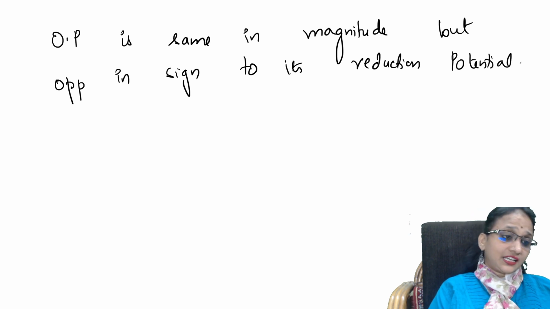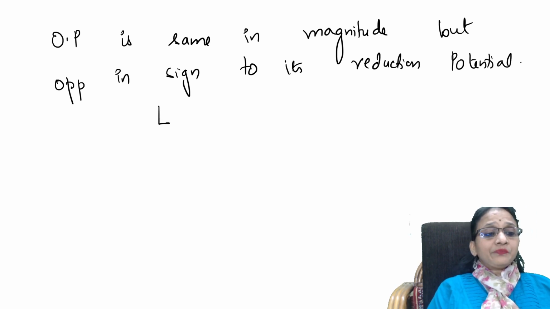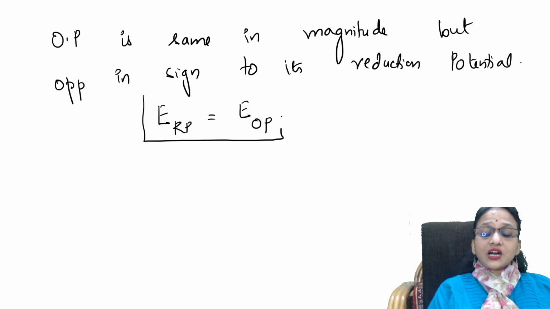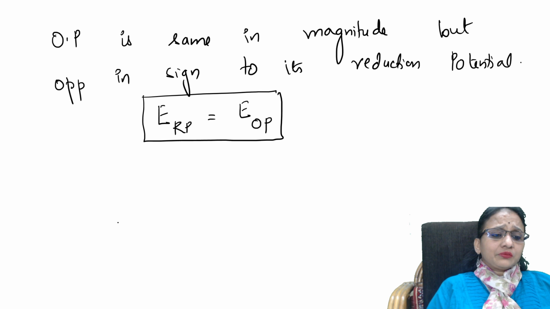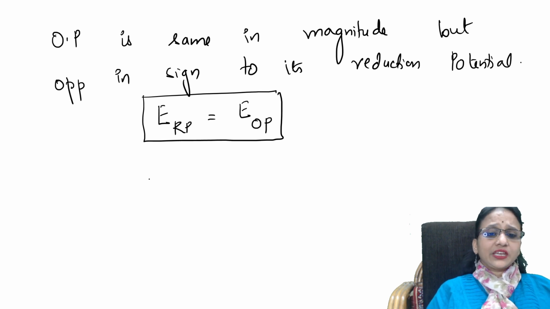Always remember, ERP is equal to EOP in magnitude with opposite sign. We are going to standardize to the reduction potential values and do all the numericals. Let us understand more. Let us take one example.